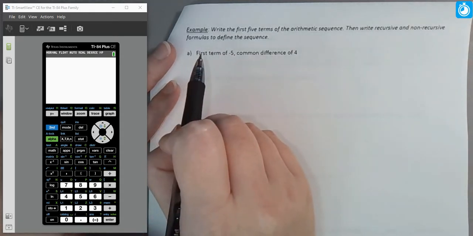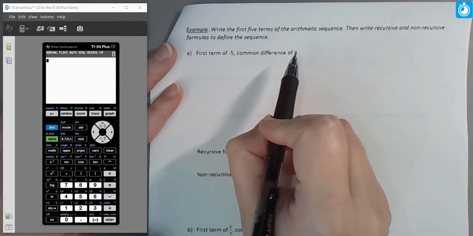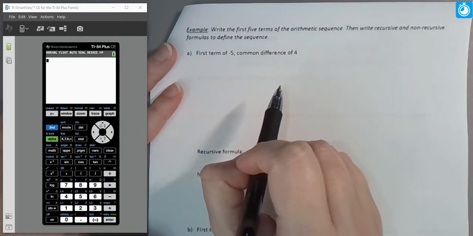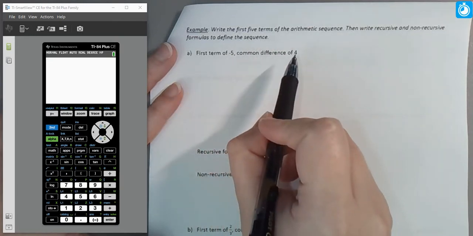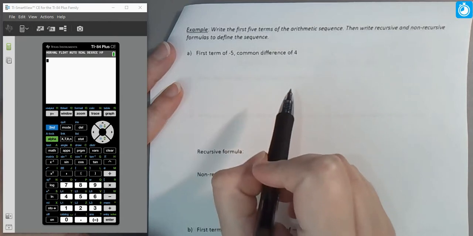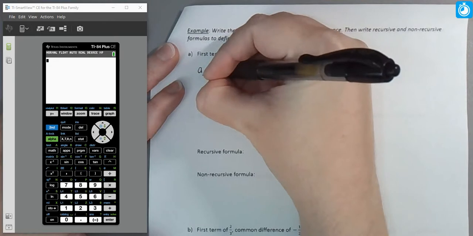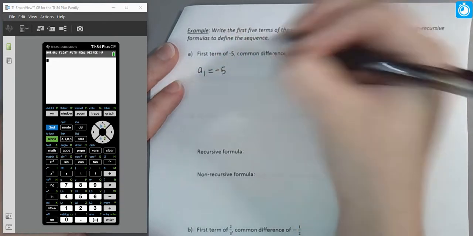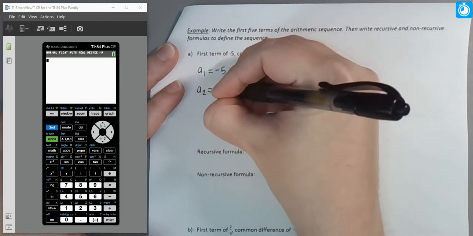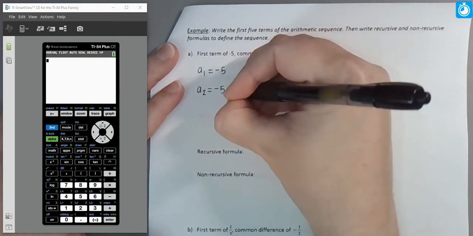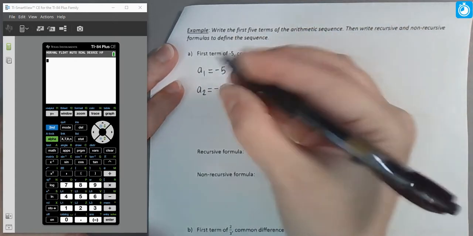So suppose we have an arithmetic sequence where the first term is negative 5 and we have a common difference of 4. What does this common difference of 4 mean? It means if we start with a value of negative 5, then every additional term in the sequence is going to be 4 units away from the preceding term. So the first term, a sub 1, is going to be negative 5. a sub 2 will take our first term, negative 5, and we'll add on that common difference of 4, which takes us to negative 1.